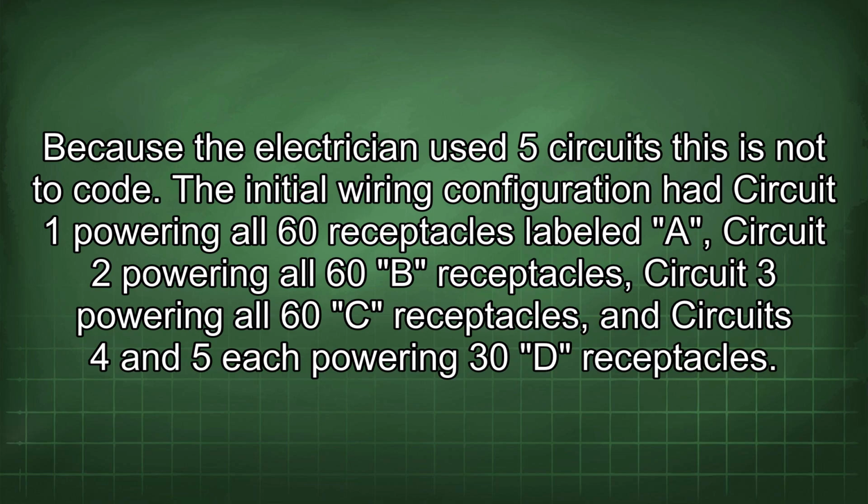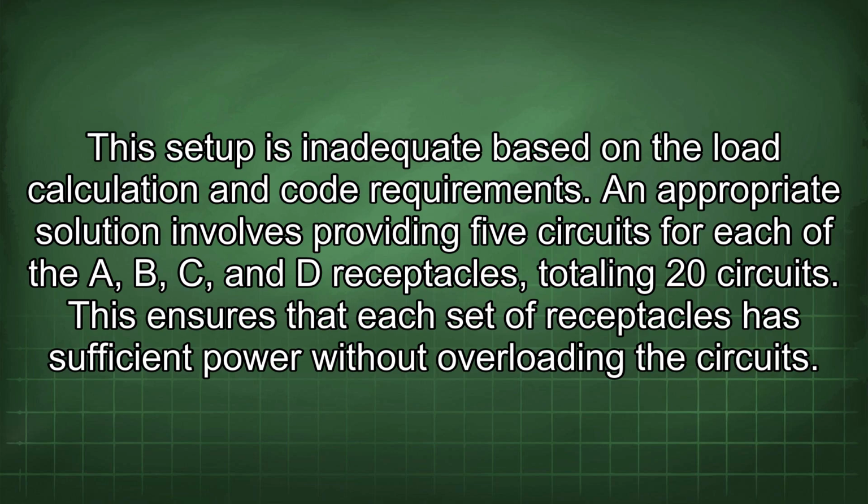The initial wiring configuration had Circuit 1 powering all 60 receptacles labeled A, Circuit 2 powering all 60 B receptacles, Circuit 3 powering all 60 C receptacles, and Circuits 4 and 5 each powering 30 D receptacles. This setup is inadequate based on the load calculation and code requirements. An appropriate solution involves providing 5 circuits for each of the A, B, C, and D receptacles, totaling 20 circuits. This ensures that each set of receptacles has sufficient power without overloading the circuits.